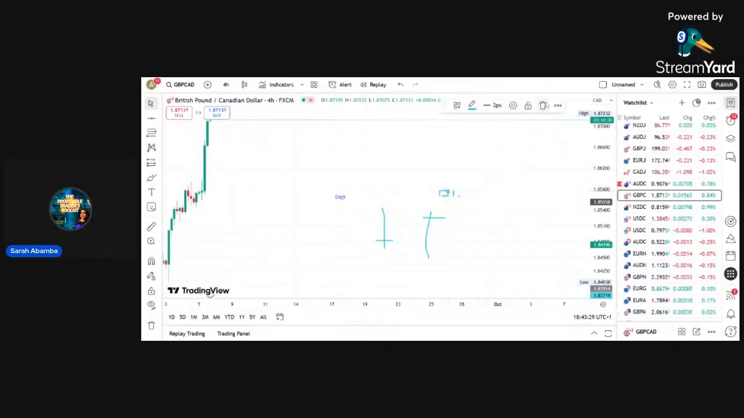These things are just taking time. I don't know why I'm taking my time this much. But let's just see the ranging patterns.